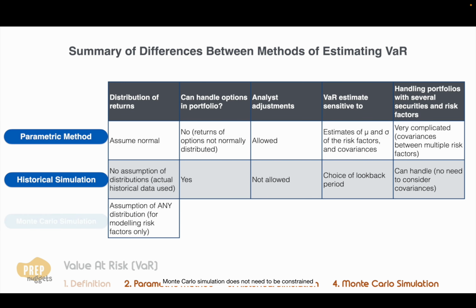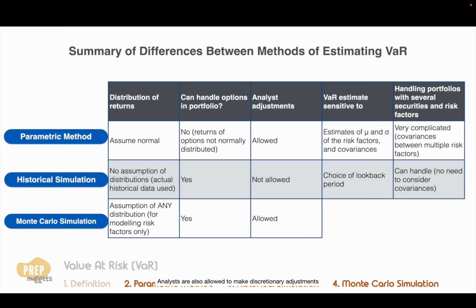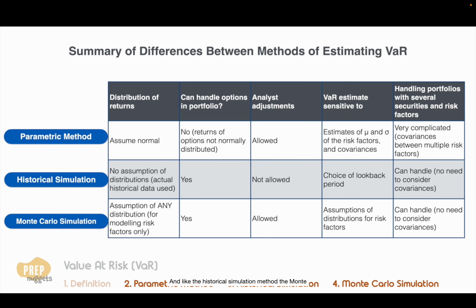Monte Carlo simulation does not need to be constrained by the assumption of normal distribution for the portfolio return. The risk factors may be modeled using any distribution, so the value of options may be modeled based on their underlying assets. Analysts are also allowed to make discretionary adjustments to the models if needed, but care should be taken to make the models accurate as the VaR estimate is particularly sensitive to the distribution assumptions. And like the historical simulation method, the Monte Carlo method can handle portfolios with several securities and risk factors, as there is no need to consider covariances.